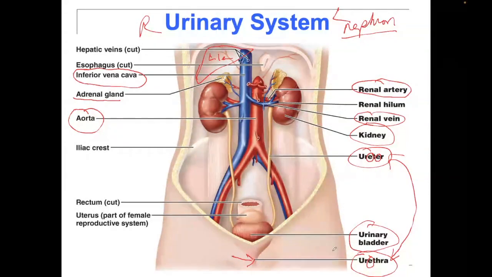Now there are differences between the male and the female urethra. And I will go over what those anatomical differences are. And it helps to explain why there are more UTIs, urinary tract infections, in women than in men when we look at the length of the urethra. Okay, so we got kidneys, ureters, two of them, a urinary bladder, and urethra.